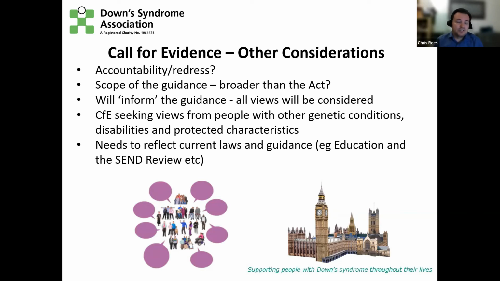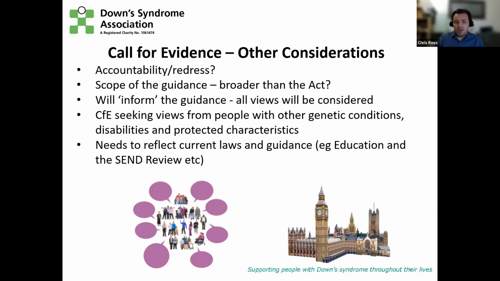So again, I think the challenge with all these, as always with any consultation, is making sure that our responses reflect what's happening at the moment, reflect people's experiences, and actually contribute to something that can make a difference and can be something incredibly positive and useful. But just some other considerations to think about as we go through this call for evidence and beyond.